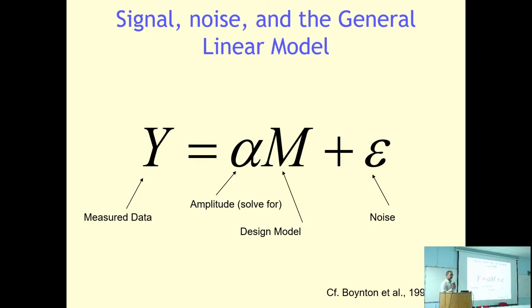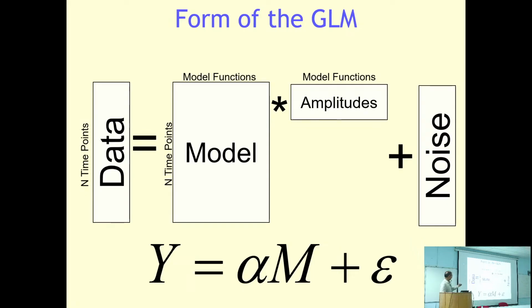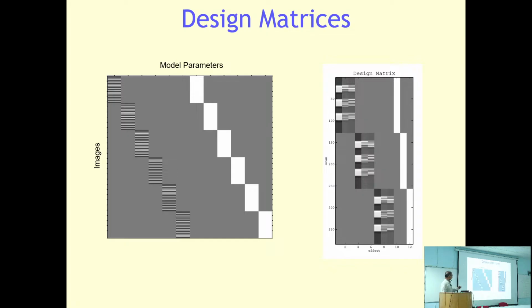So in a very simple way, if we were to use correlation analysis, this one would be the stimulus, right? But with the general linear model, we can have more complex models. So this is the data, this is the model, these are the model functions, amplitude, and this is the noise. And so these are the model parameters. It could be the images that you are shown, right? And then you can have a design matrix, right?